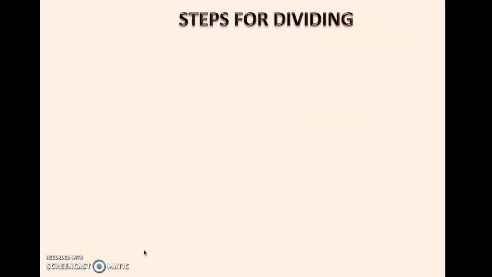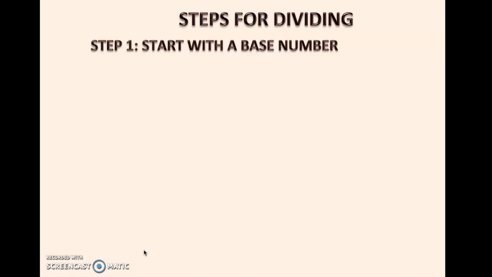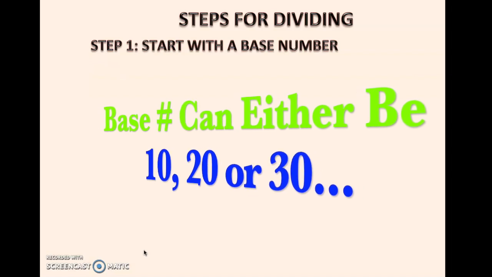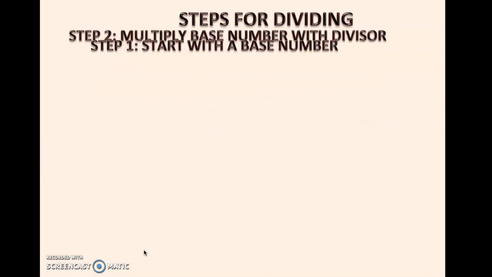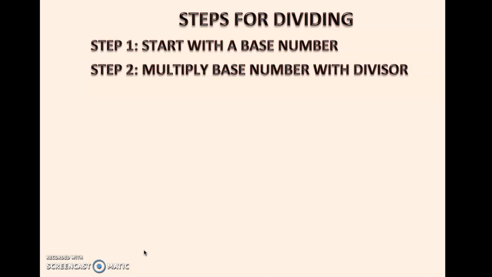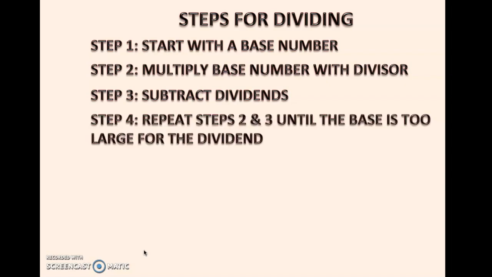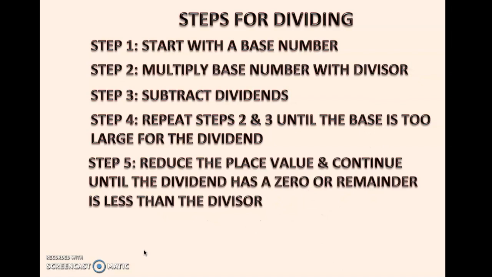Now let's look at the steps that we would need for dividing. Step 1. We're going to start with a base number. Our base number can be 10, 20, 30. Step 2. We're going to multiply the base number with our divisor. Step 3, we're going to subtract the dividends. Step 4, we're going to repeat steps 2 and 3 until the base is too large for the dividend. Step 5, we're going to reduce the place value and continue until the dividend has a 0 or a remainder that is less than your divisor.